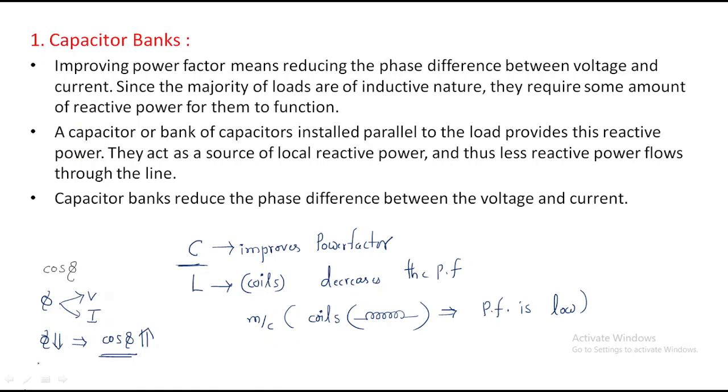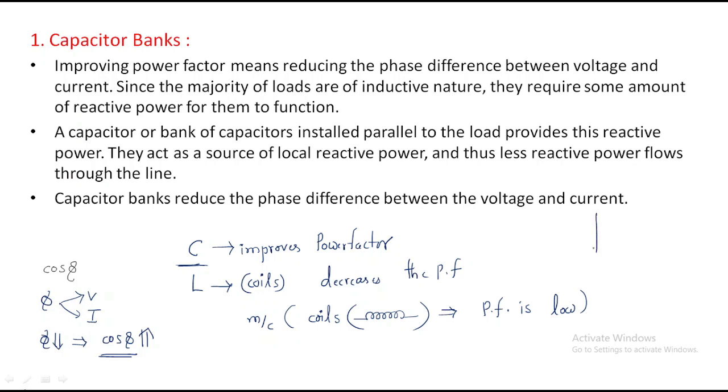Since the majority of the loads are inductive in nature, they require reactive power for them to function. So we have to compensate the reactive power. Whenever we are operating the load, we have to compensate the reactive power. Otherwise, it is not working. Second, a capacitor bank or bank of capacitors installed parallel to the load provides this reactive power. So generally, low power factor means it requires more reactive power. You have to consider one point.